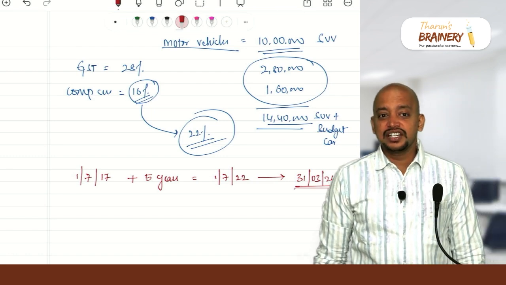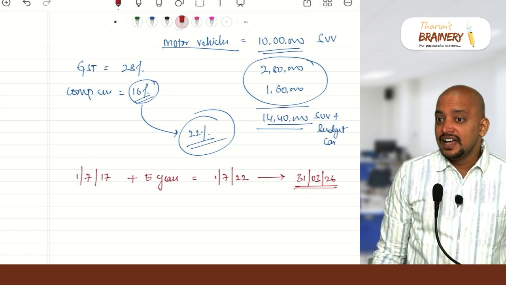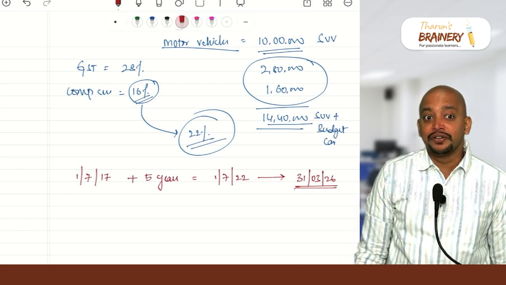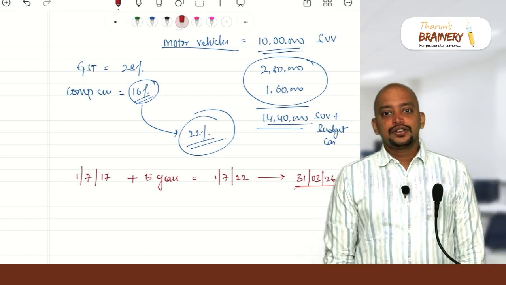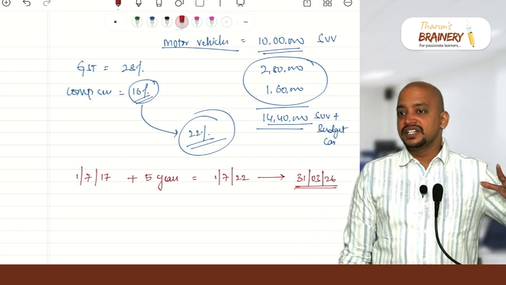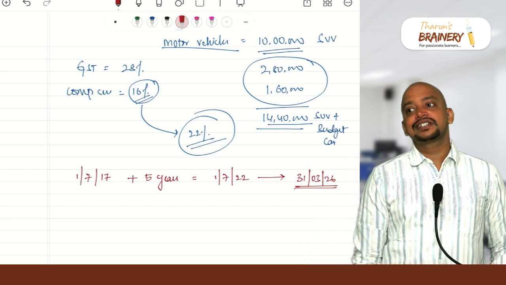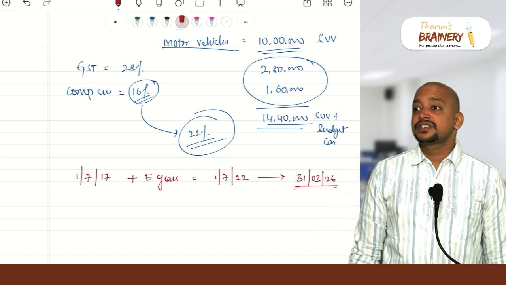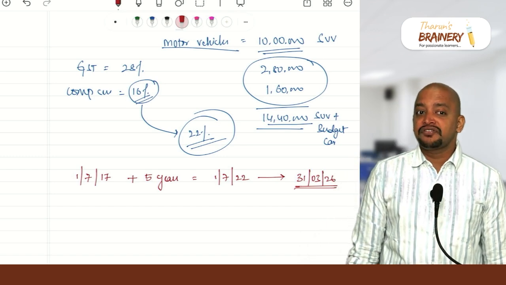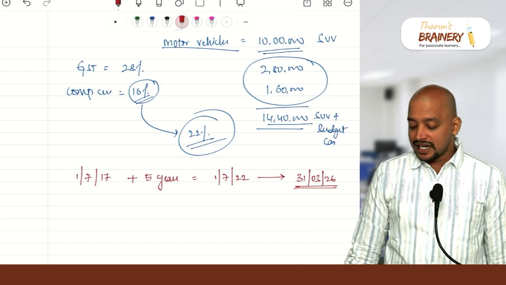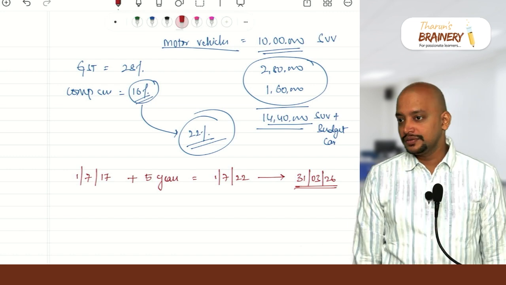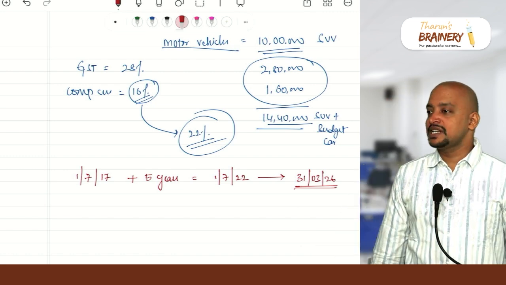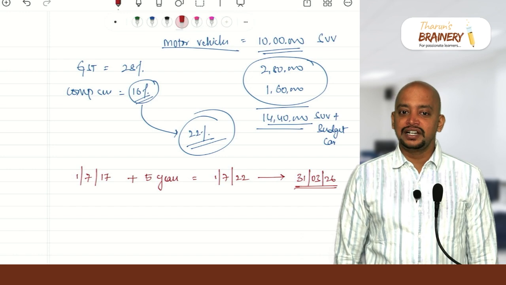So GST compensation cess will be levied on notified goods up to when? 31st March 2026. Initially it was 5 years from the date of implementation of GST, and the GST Council can decide to extend it for a further period. So they extended till 31st March 2026. Will it stop there? I don't know. It can be extended for a further period as and when the GST Council decides.